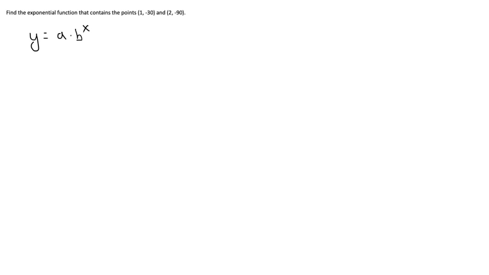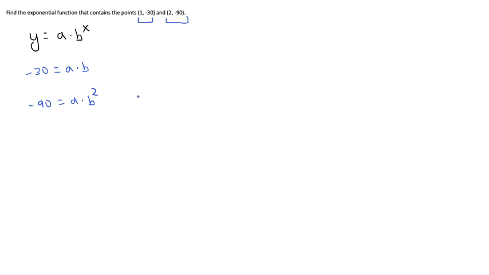Here you notice we have 2 points. Remember, these ordered pairs are actually very important. They represent the corresponding x and y values. So the first thing we should do is plug these values in. When y is negative 30, x is 1. So negative 30 equals a times b to the first power. If it's the first power, we don't really need to write it down. And then negative 90 equals a times b to the second power.